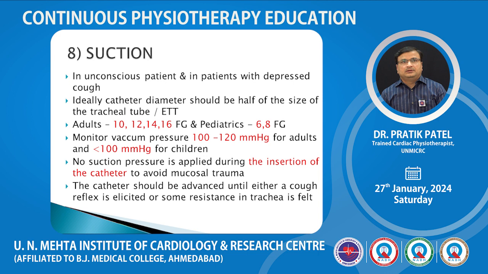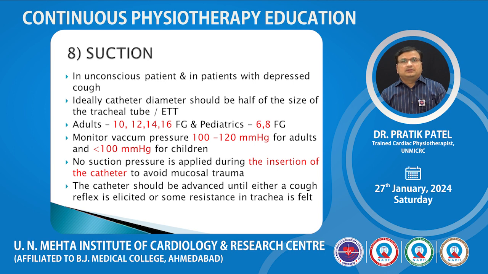Eighth is suction. It is used in unconscious patients and in patients with depressed cough. Ideally, the catheter diameter should be half the size of the tracheal tube or endotracheal tube. In adults, we are using 10, 12, 14 and 16 French gauge, and in pediatrics, we are using 6 and 8 size.